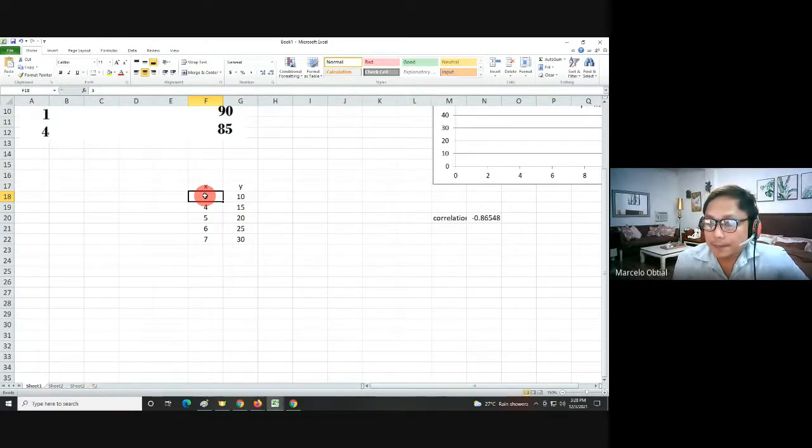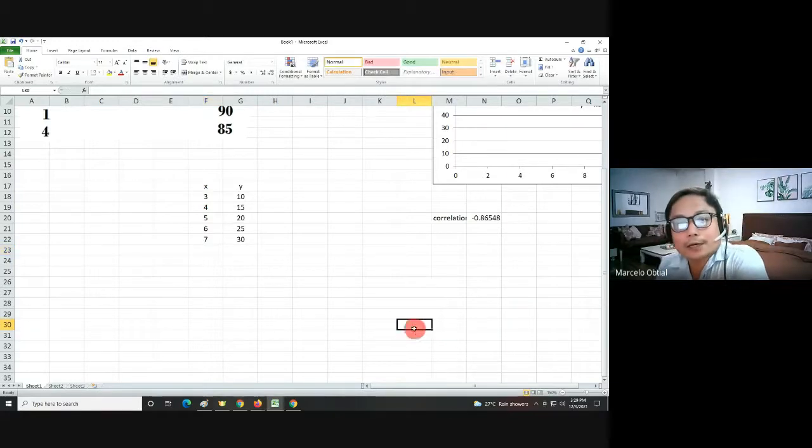Can you look at the screen, please? And every 1 increment in x, mag-i-increase ang y ng 5. So, meron talaga siyang relasyon, no? So, doon pa lang makikita mo na yung parang trend. If you will put here 8, I'm sure your answer should be 35, correct? You can able to predict, in short, by just looking at the trend. But we want to prove that the linear regression equation is for prediction. So let us check kung tama yung kanyang claim that linear regression equation is for prediction or forecasting.